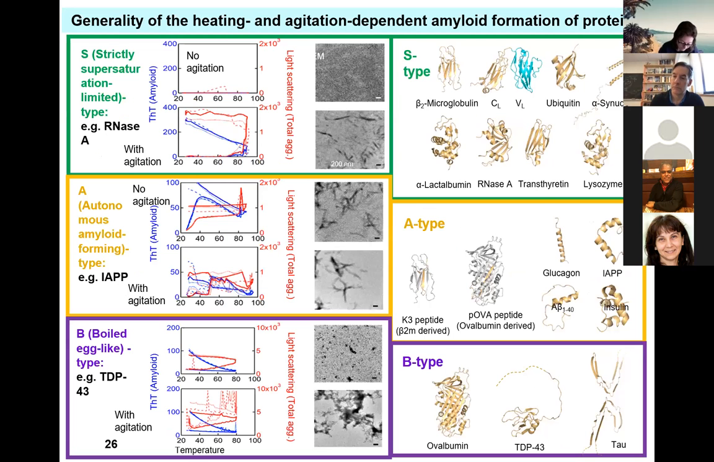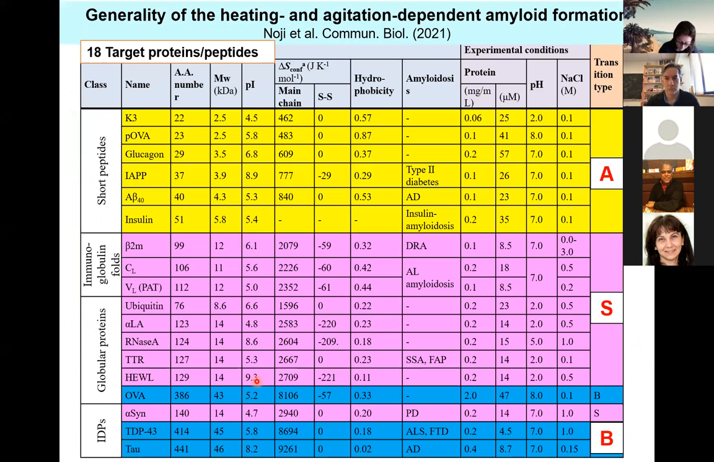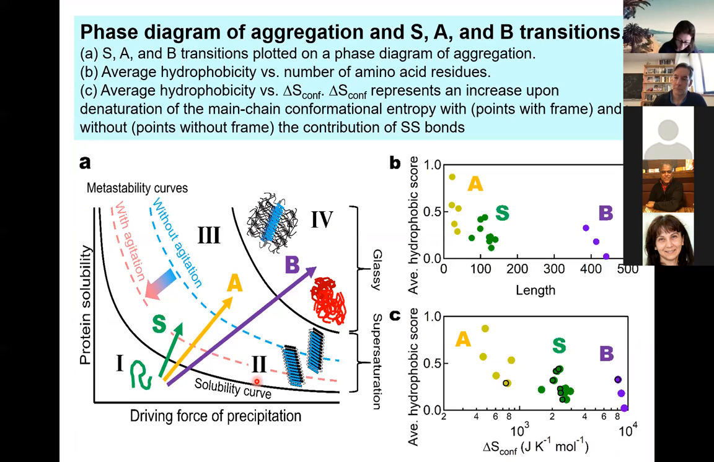Classification depends on experiments, and the experiments are fairly clear. The S protein doesn't form amyloid fibers without agitation. The A proteins form amyloid fibers even without agitation. And the B proteins tend to form amorphous aggregates. Our suggestion at this moment is that this difference may come from the conformational entropy of the denatured state. If the denatured state is so flexible and so large, size may also be important, you cannot make the crystal-like amyloid fibers.